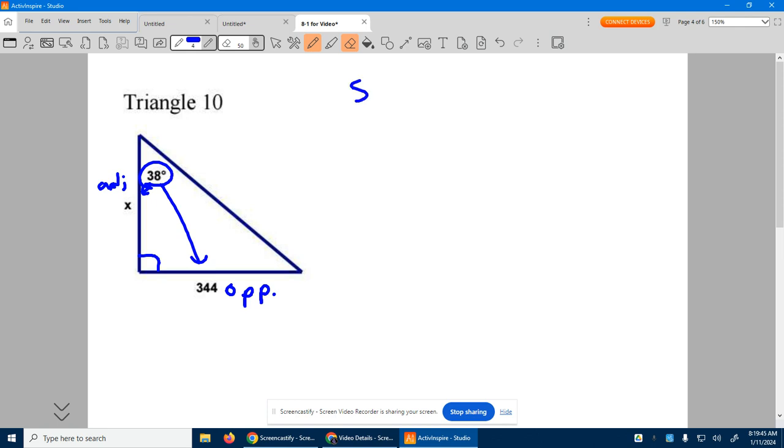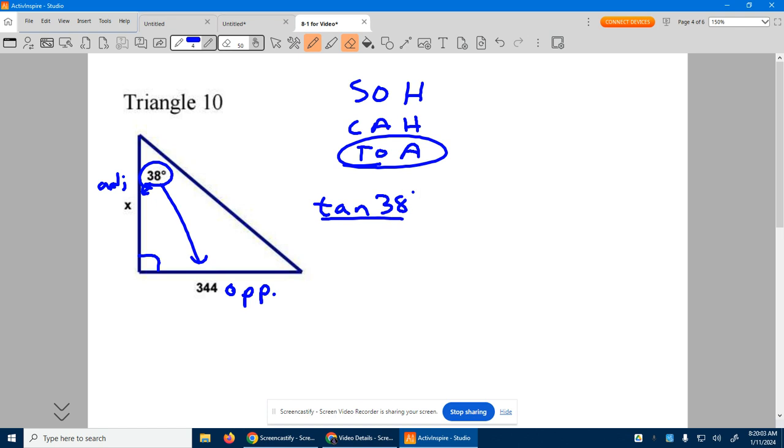Now, we use the idea of some old hippie caught another hippie tripping on acid. So who has O and A in it? That's the TOA. That's the tangent. So the tangent of the angle that we're given, which is 38, I put it over 1 to create two fractions equal to one another so I can use the means extremes property. So tangent 38 over 1 has to equal opposite. Who's opposite? That's the number 344. Over the adjacent, who happens to be our unknown that we're trying to find.